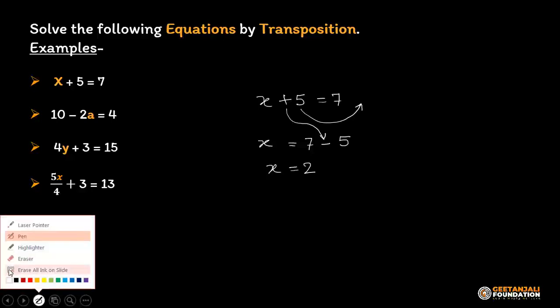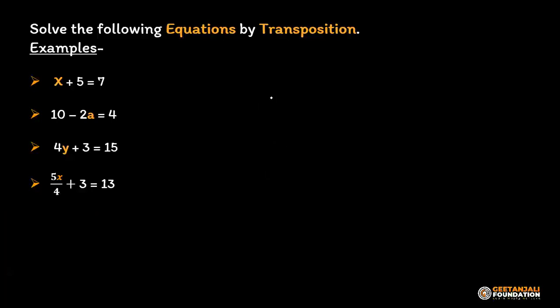Now let's take the second example. 10 minus 2a is equals to 4. Now this is minus 2a. I don't want minus 2a because I will need the value of positive a. So I want to make this positive, so I will take it to the right side. When I take it to the right side, it will become 10 is equals to 4 plus 2a. 4 will remain as it is, and this 2a came here, and this minus sign became plus.